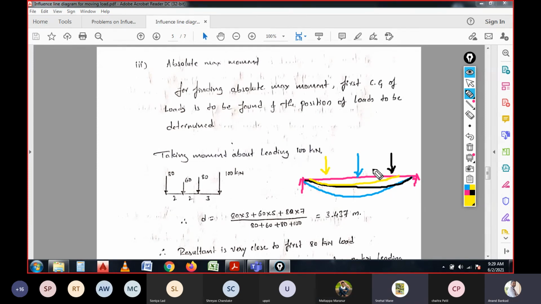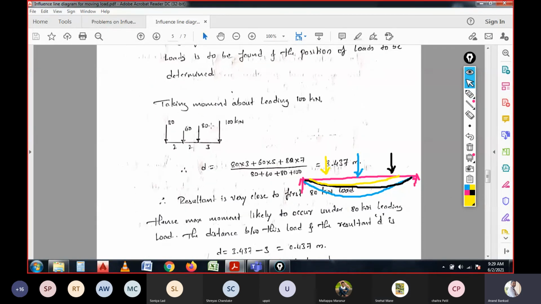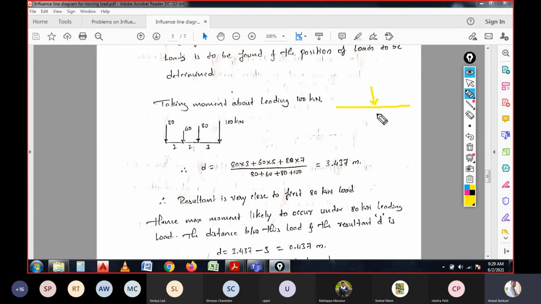On this concept, here we have a set of loads, correct? In this set of loads, we don't know where exactly the center of the set of loads is. But if we have only one concentrated load, then it would be easier to place it centrally and get the maximum moment. But in this case, we don't have any center point for these loads. In that case, we are now calculating the CG of the loads.